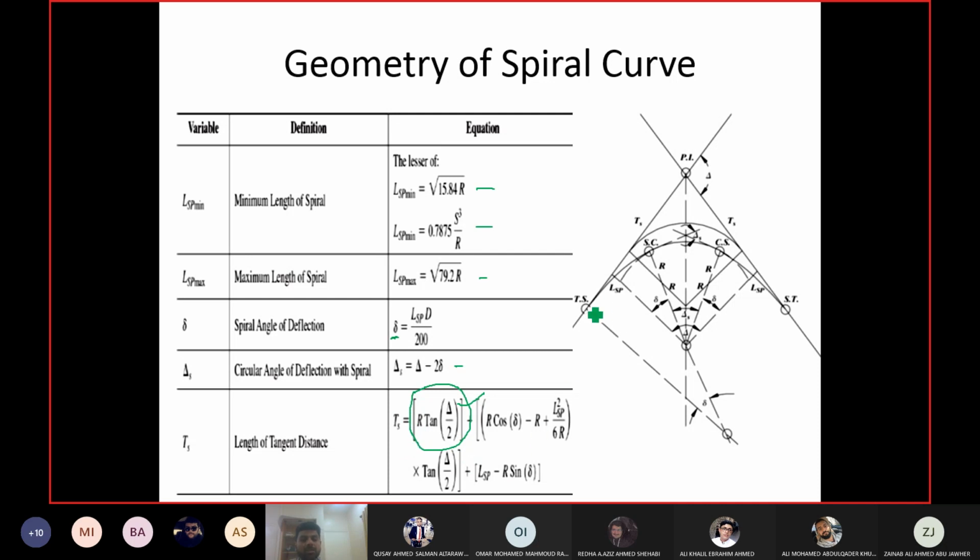And what is this distance? This is from TS to PI, the beginning of the spiral curve to the point of intersection.